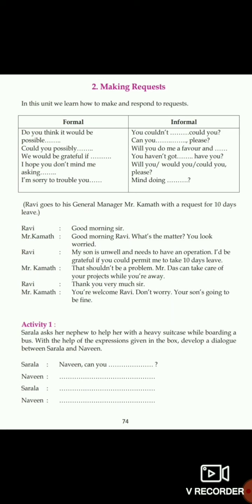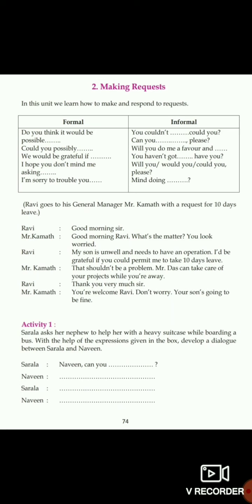There is an activity for you. Look at this. You have to develop a dialogue between Sarla and Naveen. And what is the situation? Let us see this. Sarla asks her nephew to help her with a heavy suitcase while boarding a bus. With the help of the expressions given in the box, develop a dialogue between Sarla and Naveen. So it is very clear that Sarla and Naveen are known to each other and they are relatives. Naveen is the nephew of Sarla.